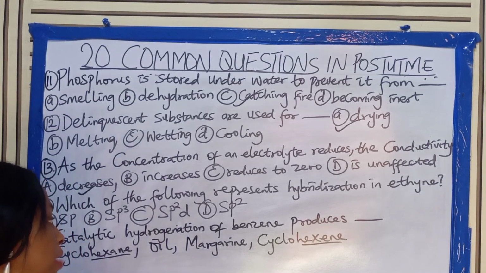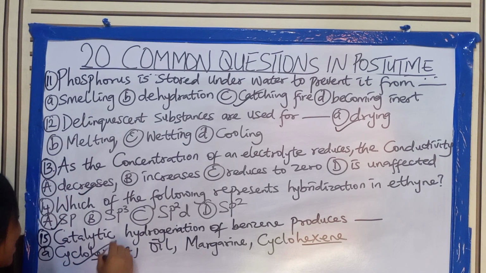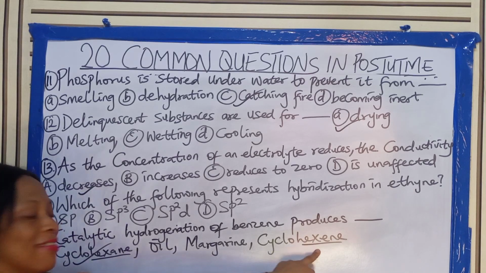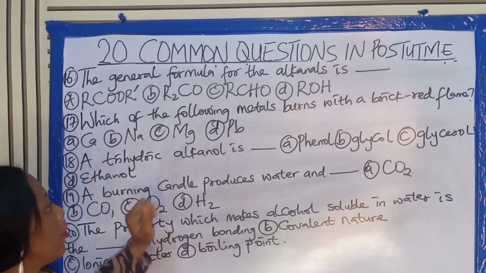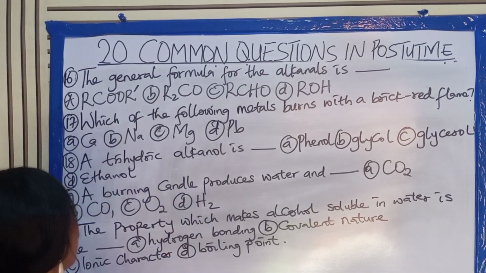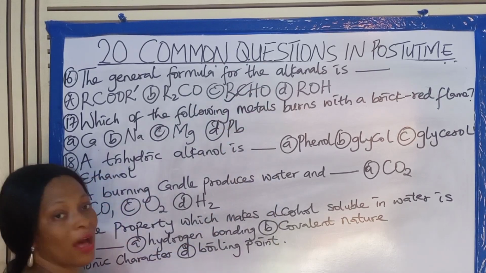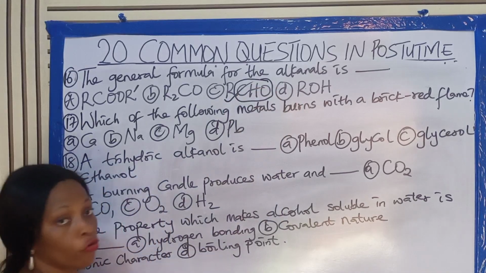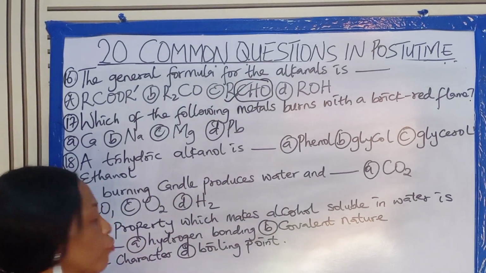Catalytic hydrogenation of benzene will always produce cyclohexane, hexane and not hexene. Please take note. Number 16. The general formula for the alkanals is this. This is the formula for alkanals. This is their functional group, while the R represents the alkyl group.